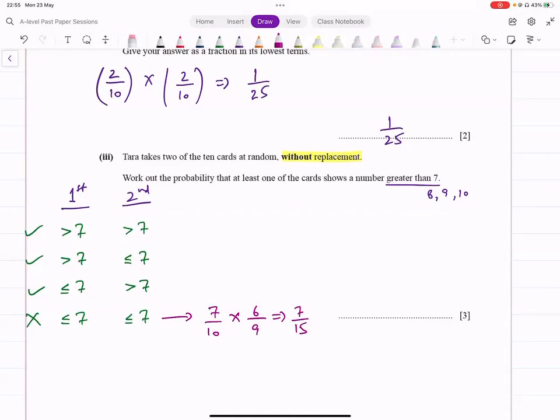Okay? And now this is the case that we do not want. तो हम क्या करते हैं? Total 1 में से इसको minus कर देते हैं. हमारे पास क्या आ जाएगा? 8 over 15, and that's our final result here. This should be 8 divided by 15.